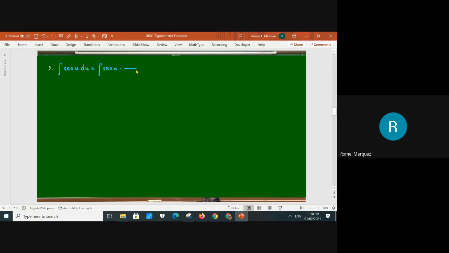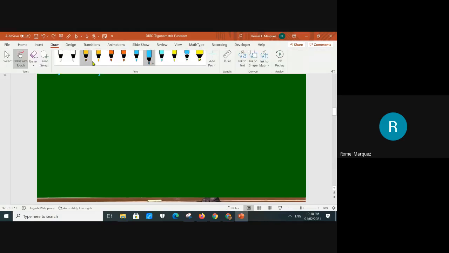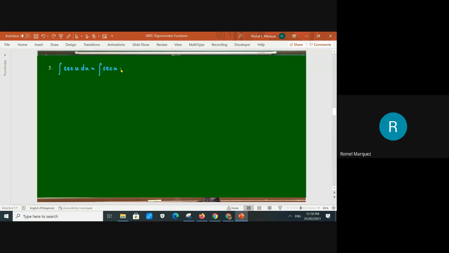What's the technique? The technique is to multiply by what? Sine u over cosine u? Why do you have to multiply by sine u over cosine u? Sine u over cosine u is not equal to 1, so it will change the given.